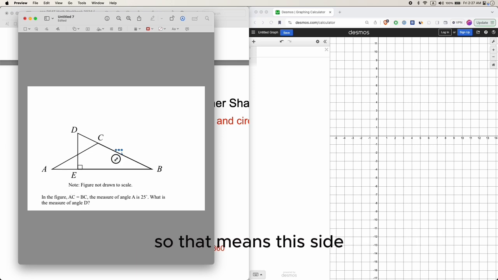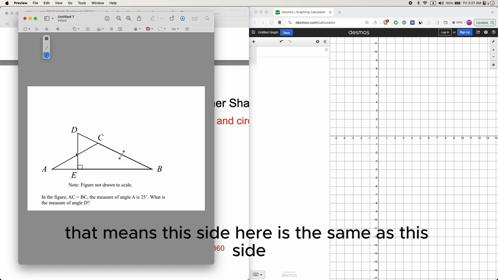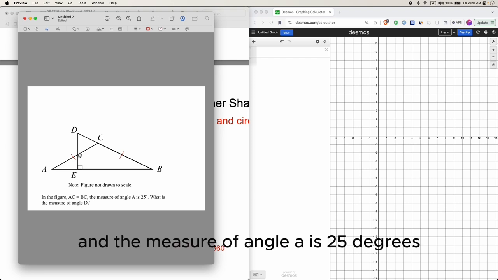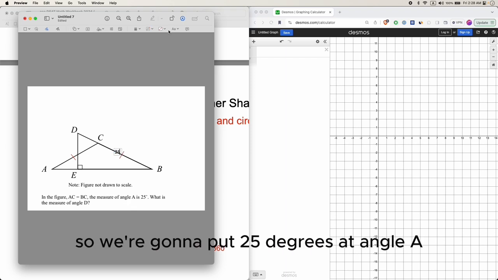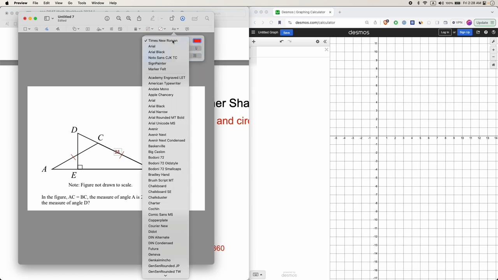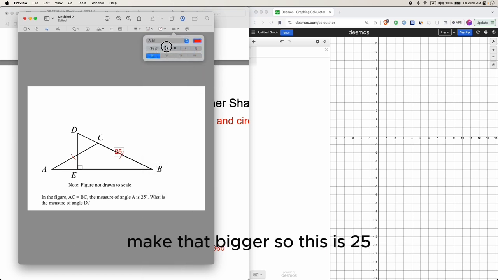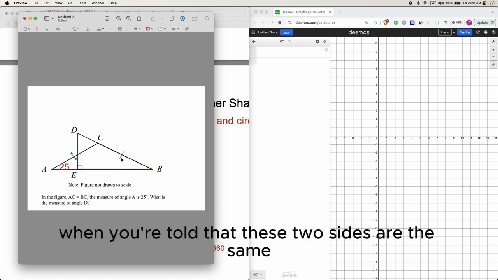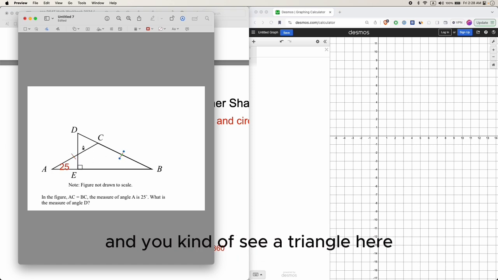So that means this side here is the same as this side. And the measure of angle A is 25 degrees. So we're going to put 25 degrees at angle A. Make that bigger. So this is 25.